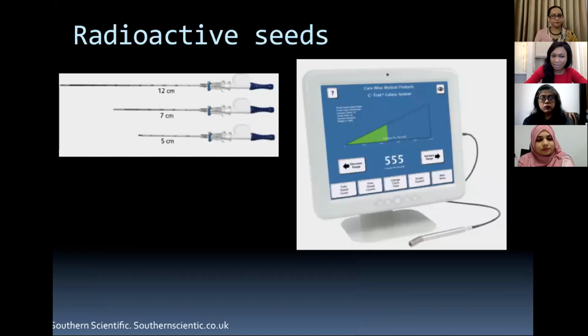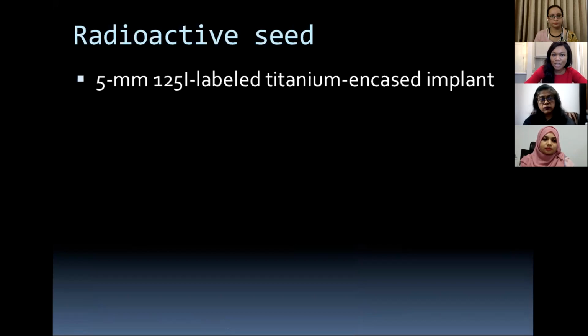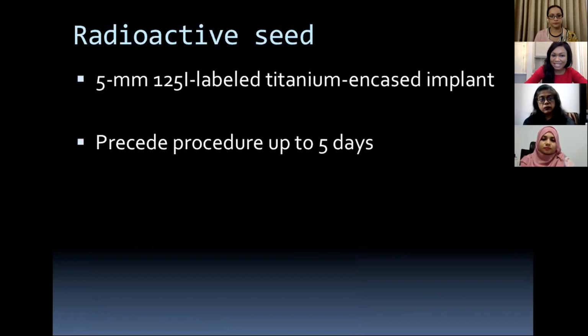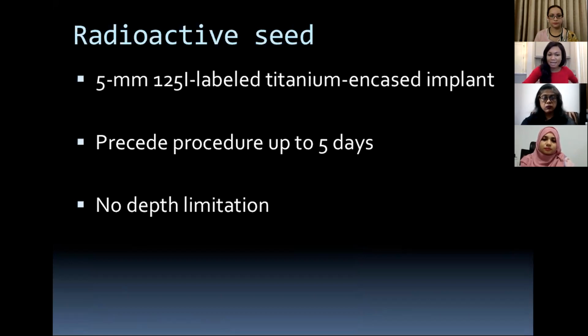Radioactive seeds are similar to the Savvy Scout device. There are different lengths of radioactive seeds. Each of them houses that tiny seed centrally, and there's a probe with a detector that tells you when you have reached the device. These are 5 millimeters in size. They can be placed in the breast up to 5 days before surgery. And there is no depth limitation. It doesn't matter how far from the skin that mass or that abnormality is, you can still place this.